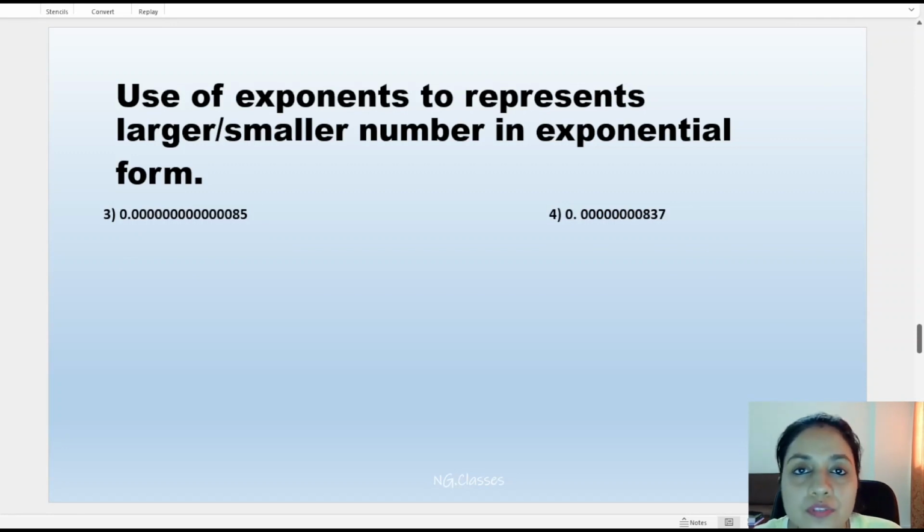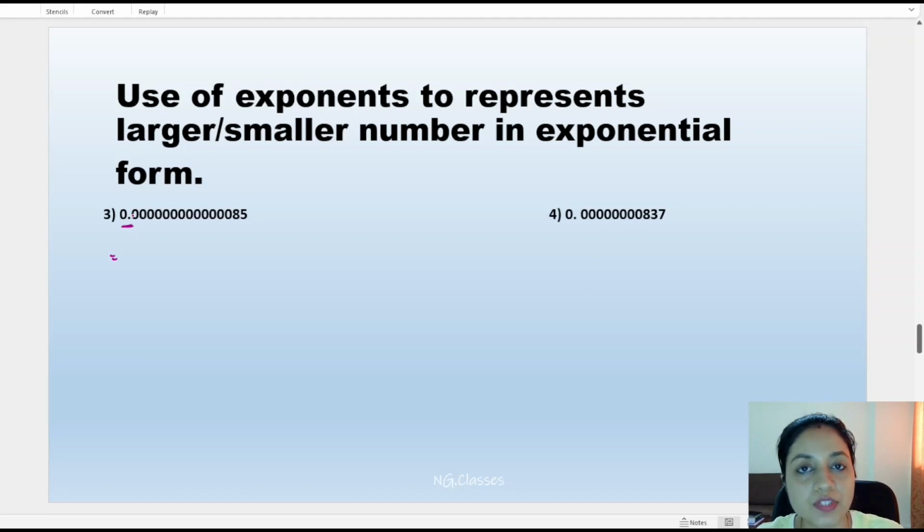Now we have worked with such a larger number and we have represented it in exponential form. Here we are having such a smaller number and here also we will represent it in standard form or exponential form. So let's see number 3. So at first what we do, we check the place of the decimal, where the decimal is already sitting. Here we can see the decimal is given in the question. Can you see it?